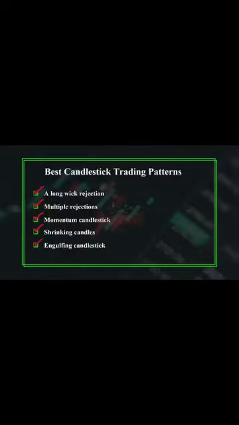Number 5. Engulfing candlestick. Engulfing candlestick formation is one of the most powerful price action reversal patterns, which I'm sure you have all heard of. This pattern consists of two candlesticks in which the body of the second one has an opposite color and engulfs the body of the first one. Forming this pattern at the bottom of a bearish movement indicates a reversal to the upside. Forming at the top of a bullish movement indicates a reversal to the downside.